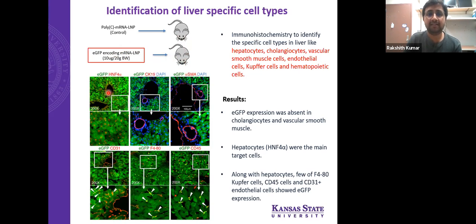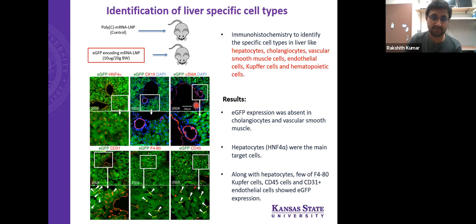And then they stained for EGFP. Along with that, they co-immunostained with HNF4 alpha, which is a liver cell-specific marker for hepatocytes, CK19 marker for cholangiocytes, alpha SMA for smooth muscle cells, CD31 for endothelial cells, F480 for Kupffer cells, and CD45 marker for hematopoietic cells.